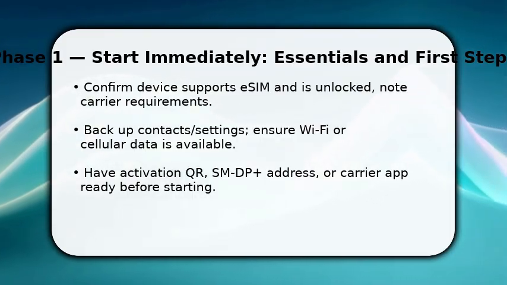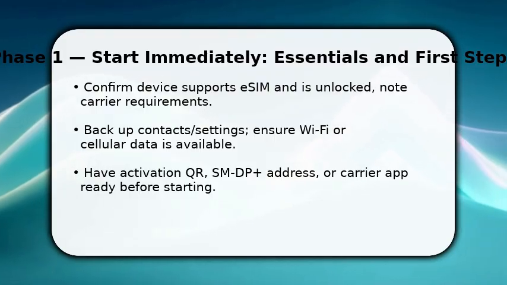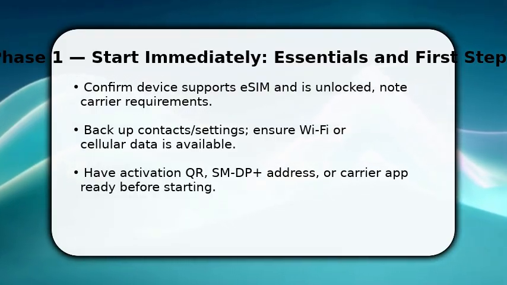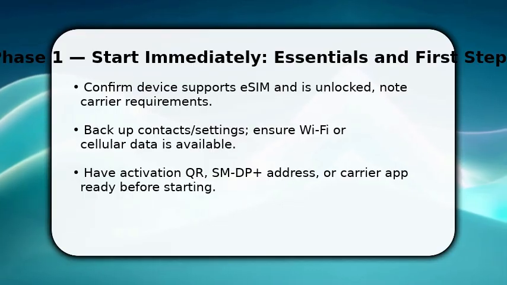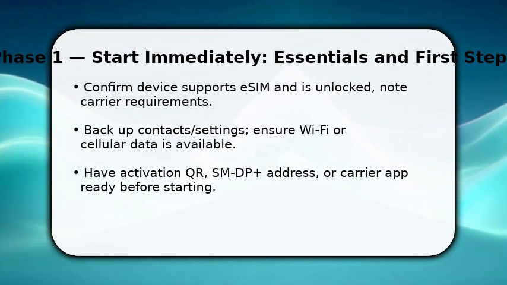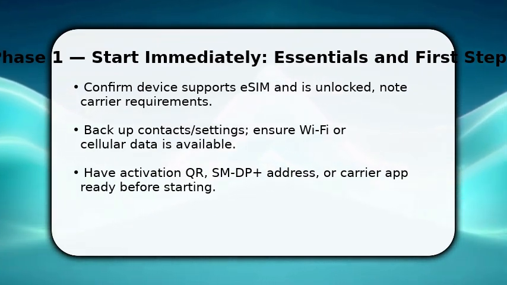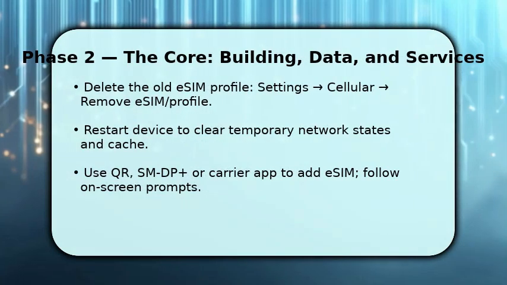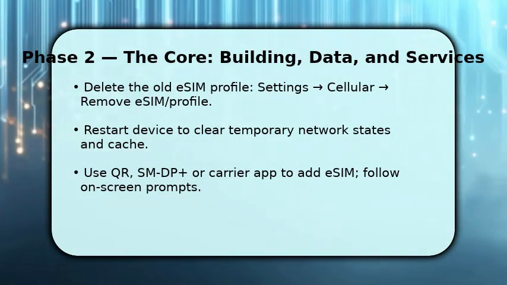Next, locate the activation QR, SM-DP+ address, or carrier app credentials. You will need one of these to reinstall the profile. Start in Settings and navigate to the Cellular section. This is where you will add or remove an eSIM profile. So keep your activation.